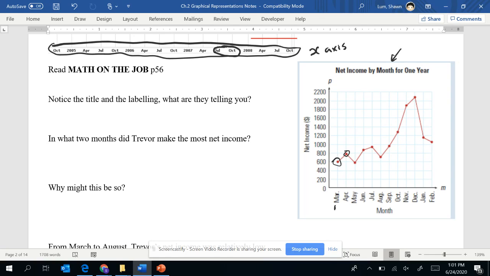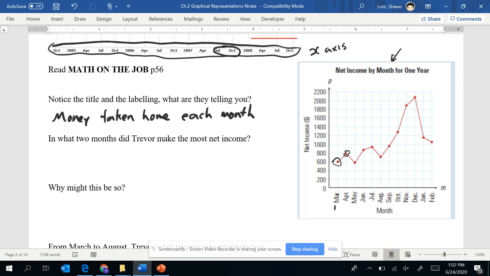Okay. So this is telling us, so what are they telling you? How much money taken home each month. Okay. So money taken home from each month. So we'll learn more about this later, but net income means after your deductions. So after you pay your taxes, after you pay your employment insurance and your CPP and all that kind of stuff, how much money do you actually put into your wallet? Okay. So that's your net income.